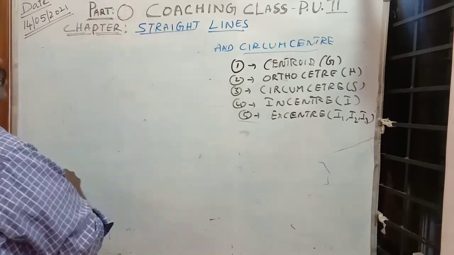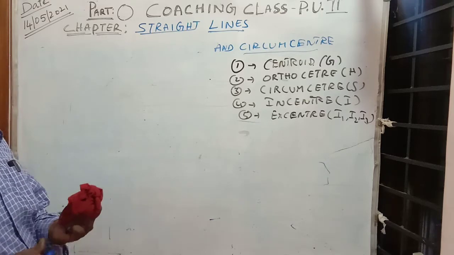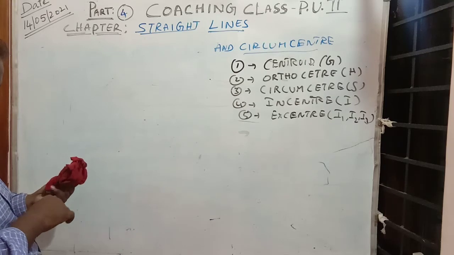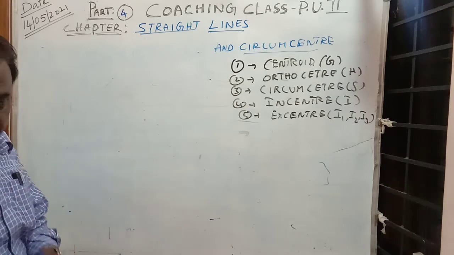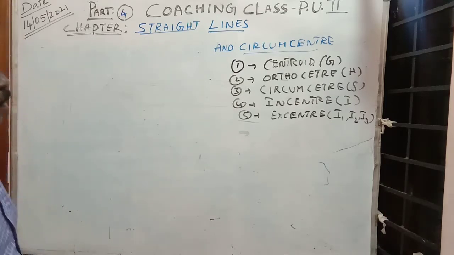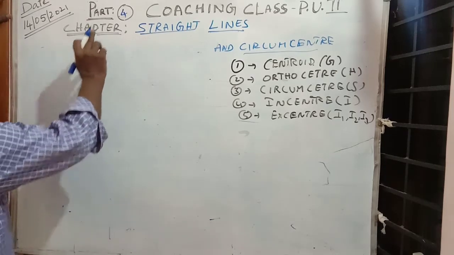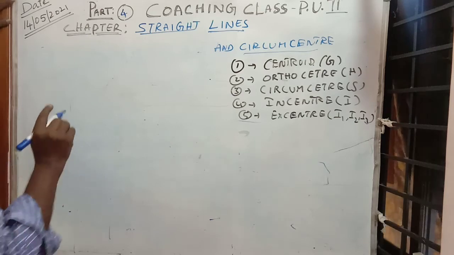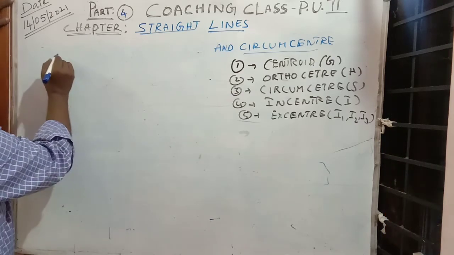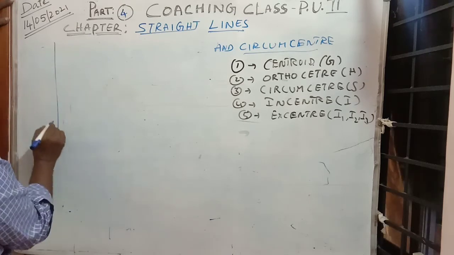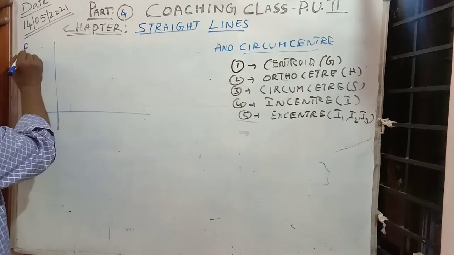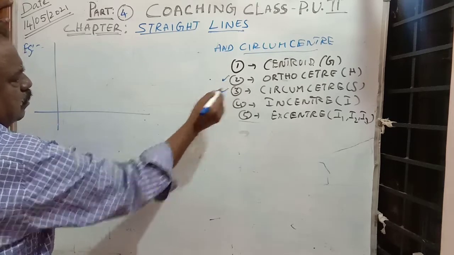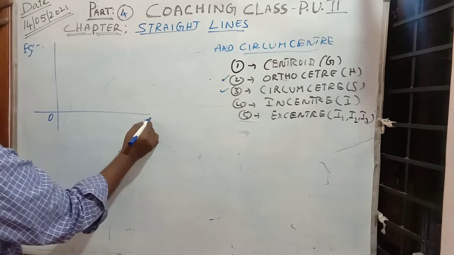This is part, I think, 4. One example. You see, it is part 4. Observe well. Orthocenter is one example. With an example, we can find both the orthocenter and the circumcenter. You see, this origin, x, y axis.